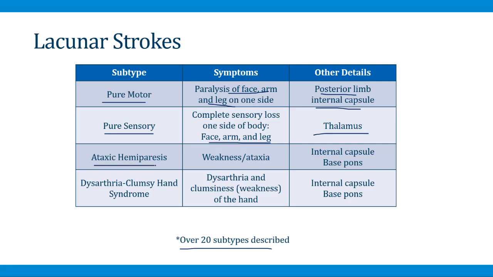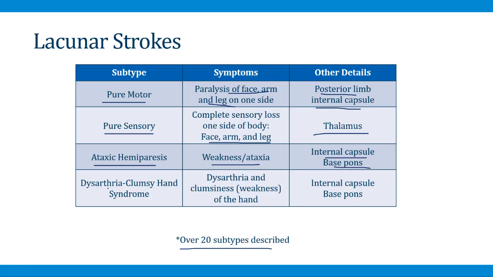Ataxic hemiparesis is a less common type of lacunar stroke. As the name implies, patients with this form of lacunar stroke develop weakness and ataxia on one half of the body. This stroke syndrome has been associated with lacunar strokes involving either the internal capsule or the base of the pons.